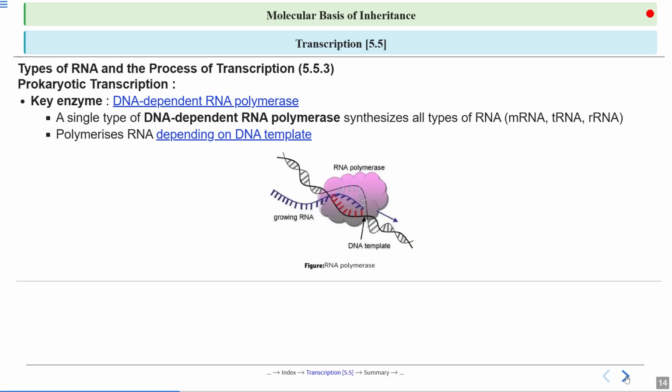So you can see, this is a double-stranded DNA. In yesterday's class we studied everything, like what the coding strand is and what the template strand is, so I won't repeat it again. Here you can see this is the double helix structure of DNA. This will be the template strand, whereas this will be the coding strand. And we can see that RNA polymerase, using this DNA as a template, is polymerizing the RNA. Let's go ahead.